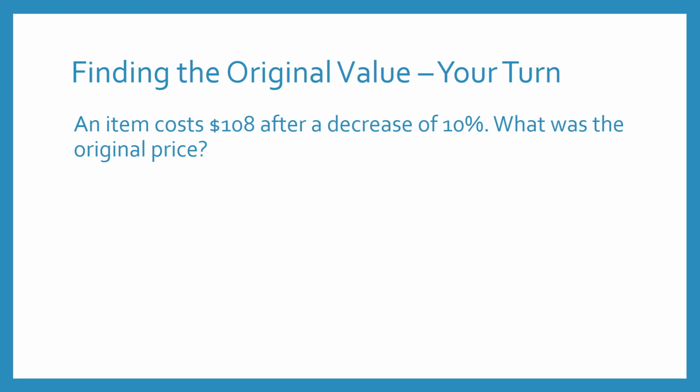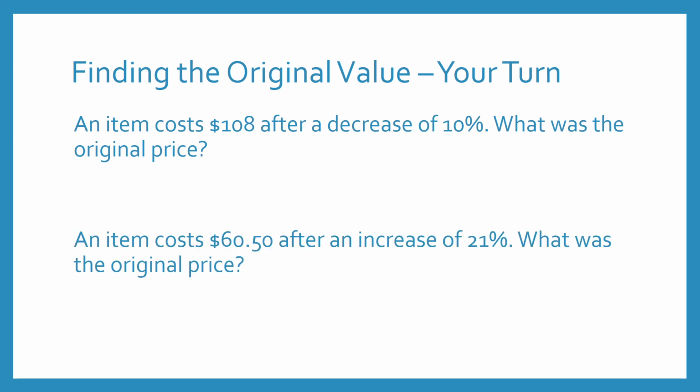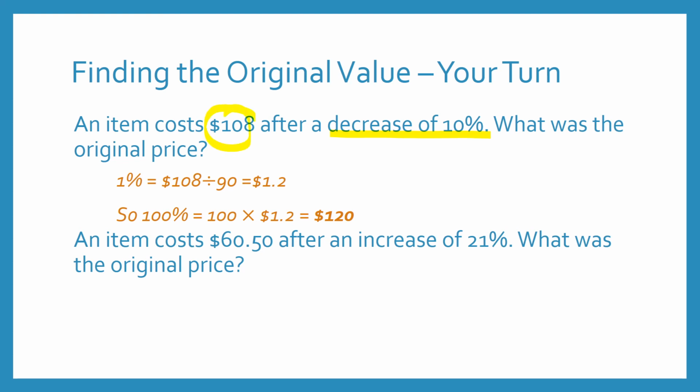So now find the original price of an item if it currently costs $108 and had a decrease of 10%. We've had a decrease of 10%, which means we take our original item, which was all 100%, and we've taken 10% off. So we now have 90%. So this here represents 90% of our original item. So we divide that by 90 to work out what 1% equals. So 1% is 1.2. Then we multiply that by 100 to get our original item. So our original item was just bigger than our new item.